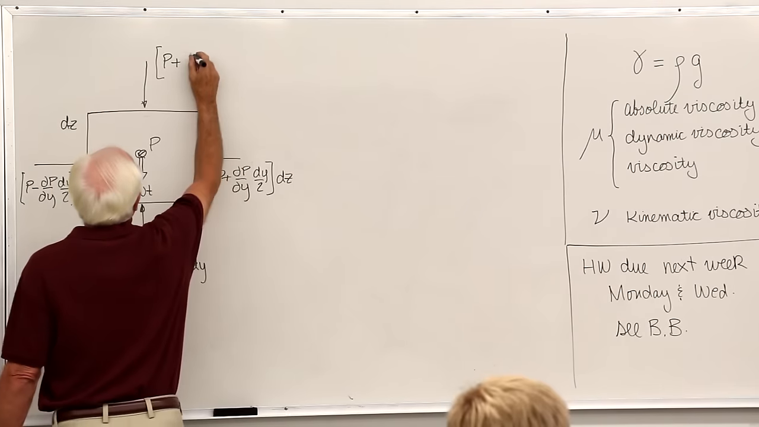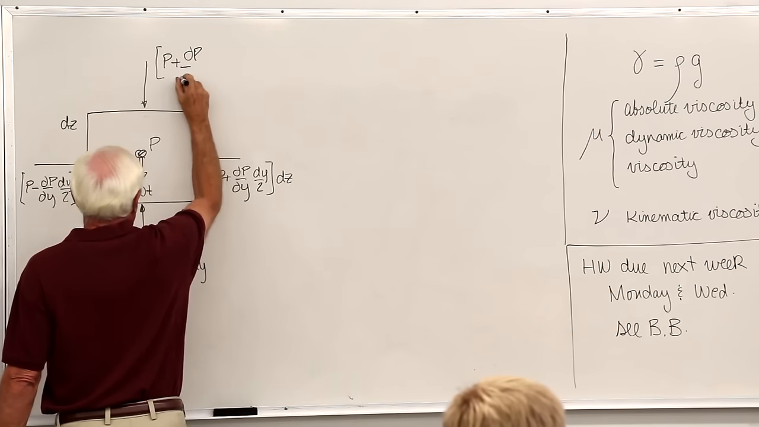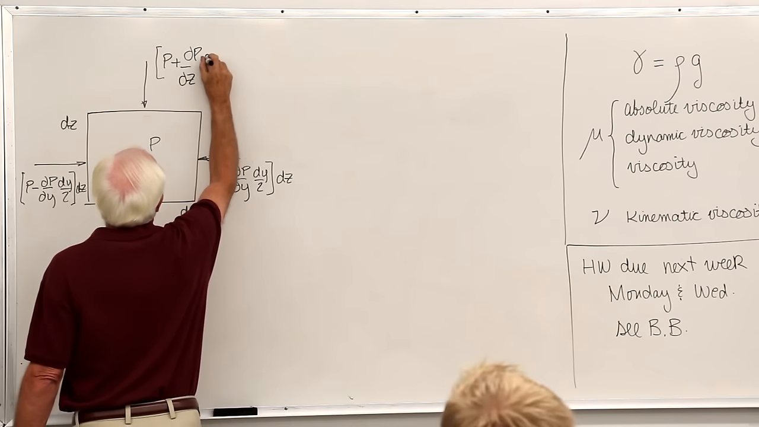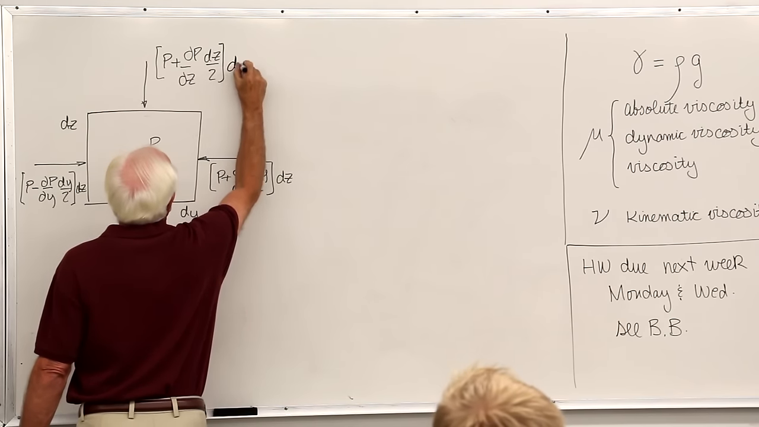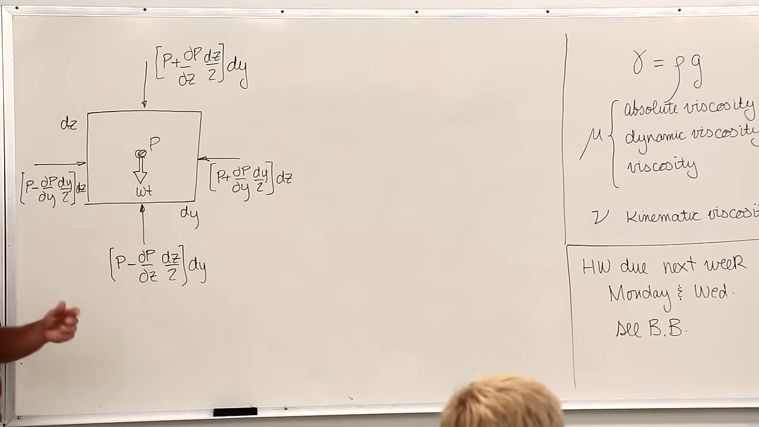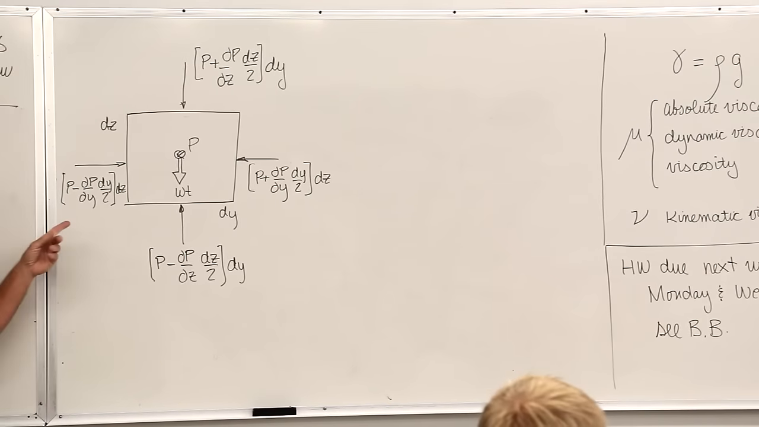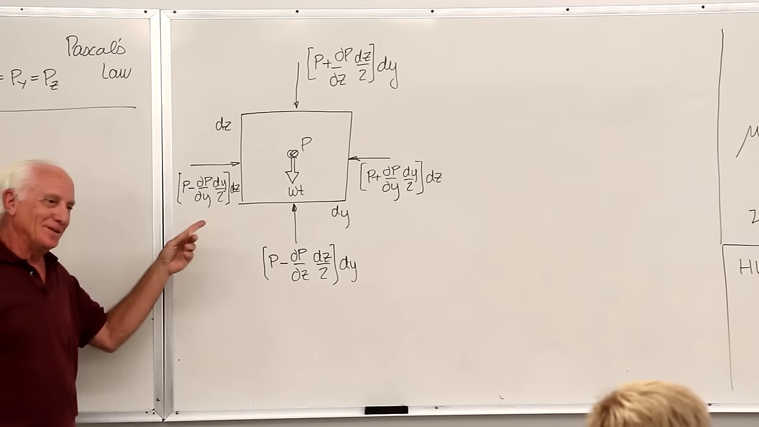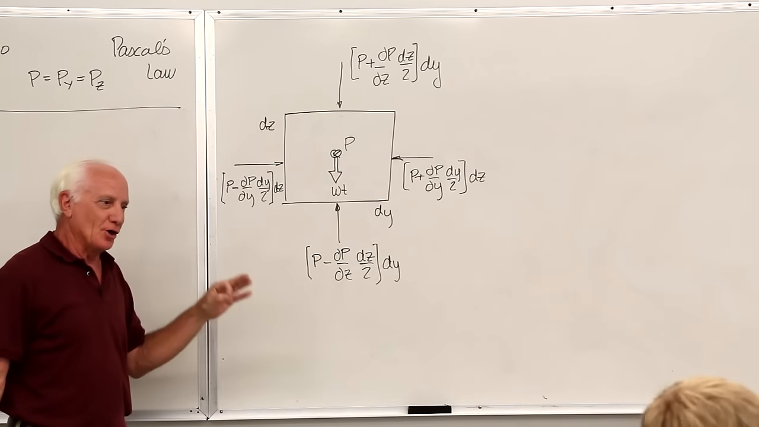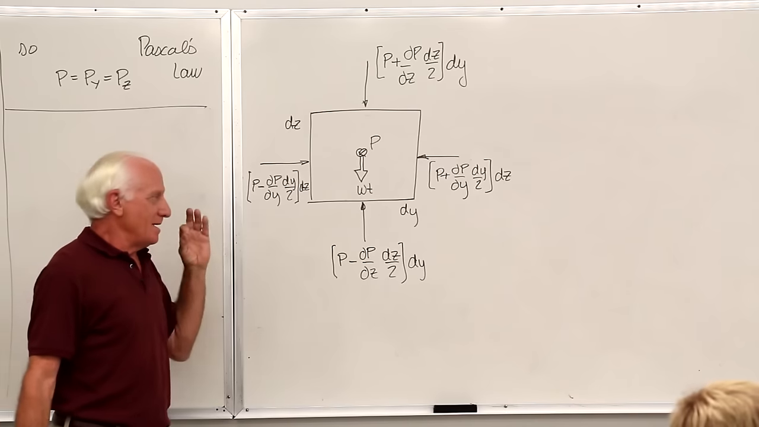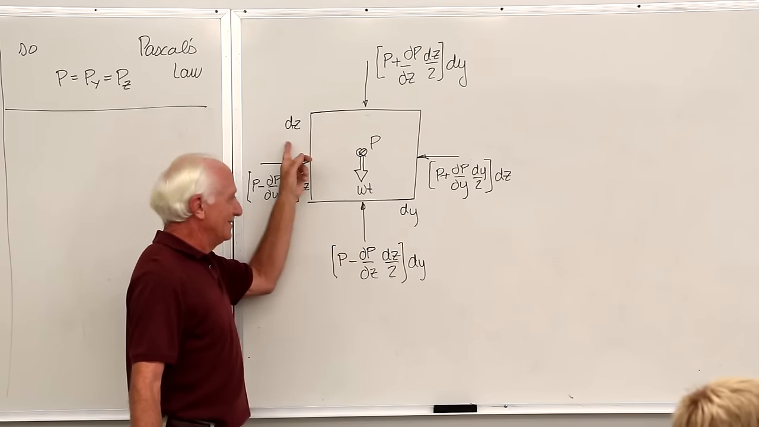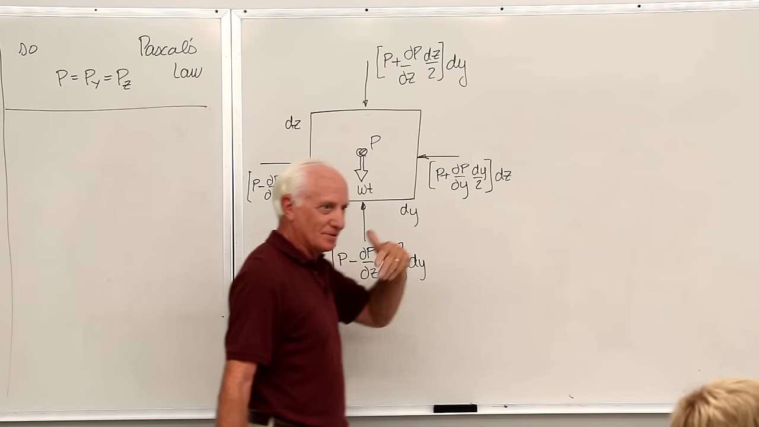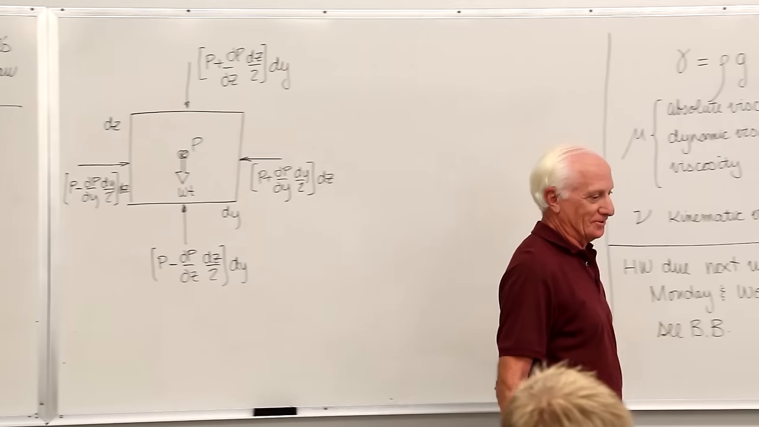P plus partial P with respect to z times dz over 2, times dy. Why are some partials and some ordinary? Pressure is a function of x, y, and z. Therefore, when you take the derivative, it's the partial derivative. The area is dy times 1, dz times 1. That's why there are some d's and some partials.